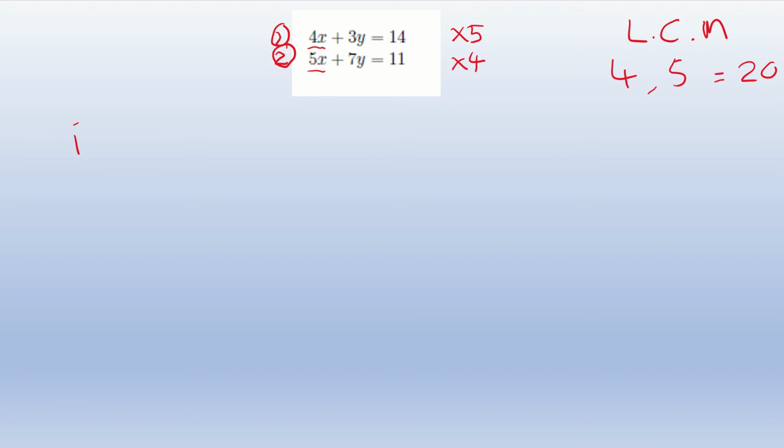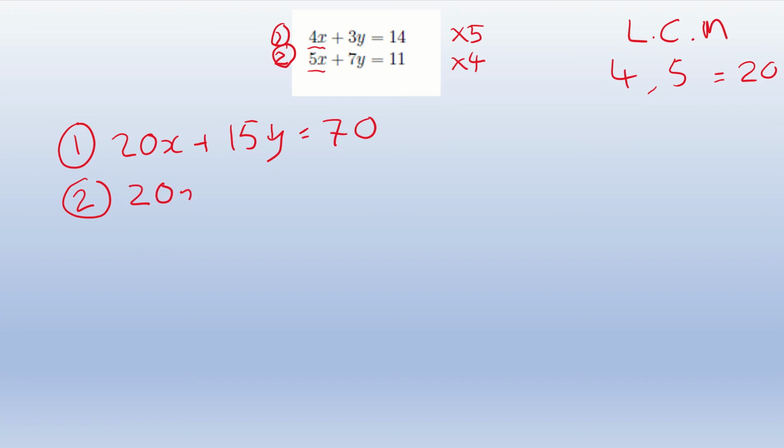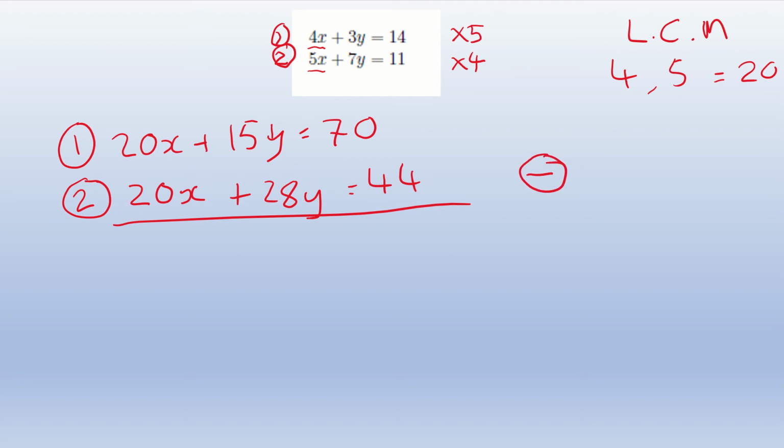So my new equation number 1 is going to look like 20x plus 15y is equal to 70, because I've multiplied the whole thing by 5. And my second equation is going to look like 20x plus 28y is equal to 44. They're my new equations. So right now my 20x and my 20x are lined up together. So I'm going to take away my second equation from my first equation now to end up with one equation and one unknown.